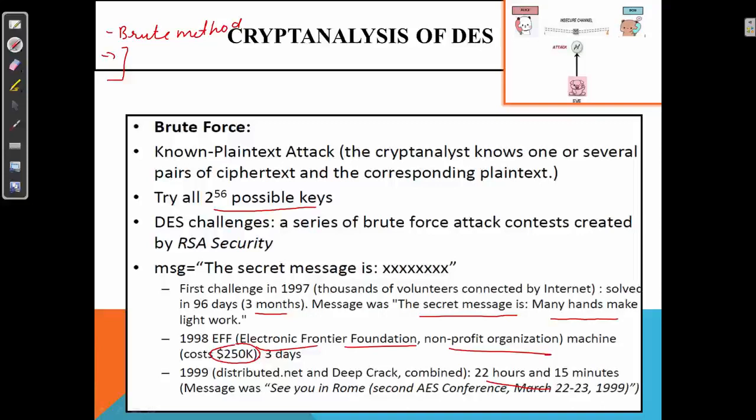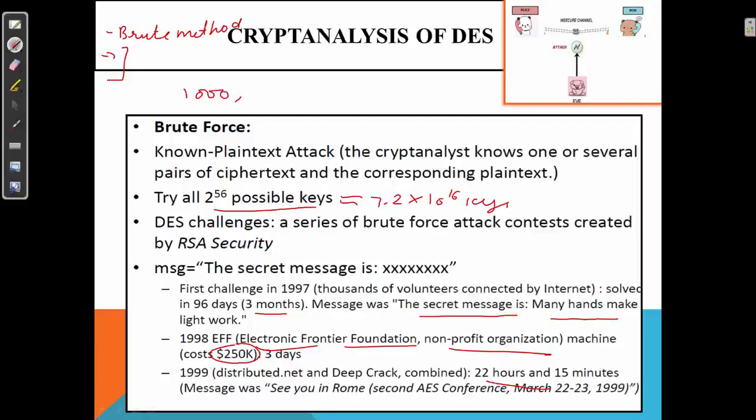A single computer, because this is a huge number, 2 raised to the power 56 is equal to 7.2 times 10 raised to the power 16 keys that need to be checked. So it seems that brute force attack is impractical. Some estimates say that a single computer performing 1 DES encryption per microsecond would require more than 1000 years to break DES.